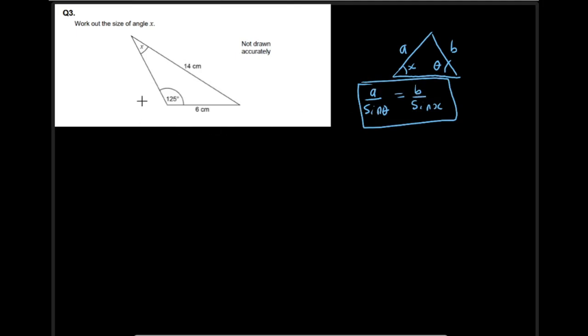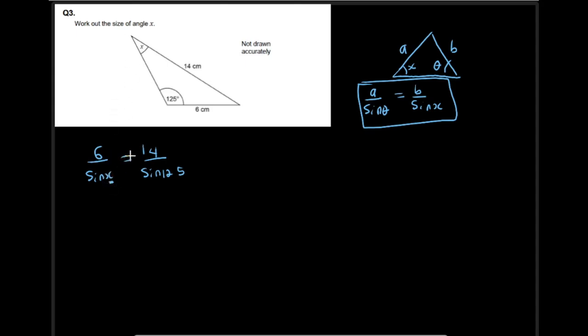Now let's apply this to this problem here. We have X, we have 6. If we are taking X, we need to look at the side opposite X, which is 6. So we're going to say 6 over sine X equals, for 125, the side opposite is 14. So we have 14 over sine 125. At this point, we want to get X. They said work out the value of angle X.